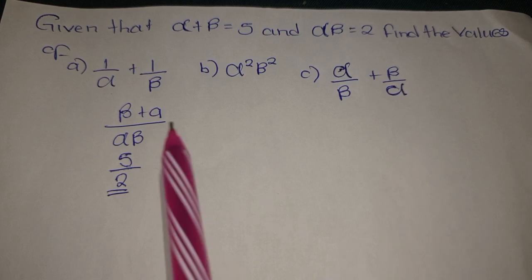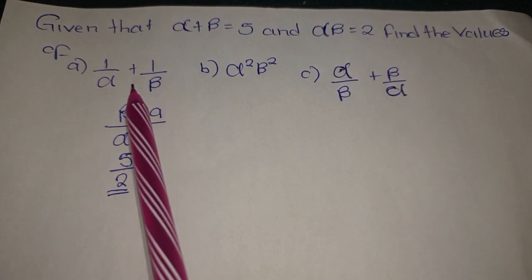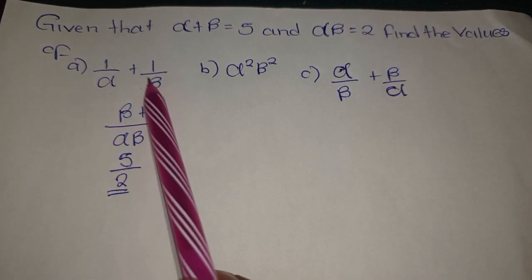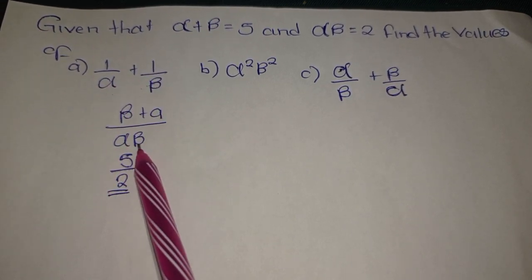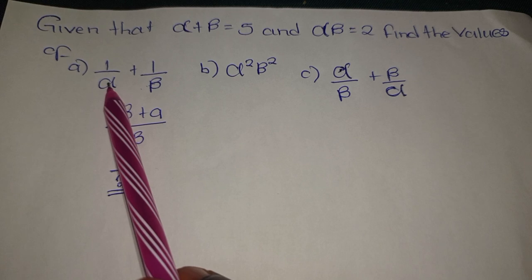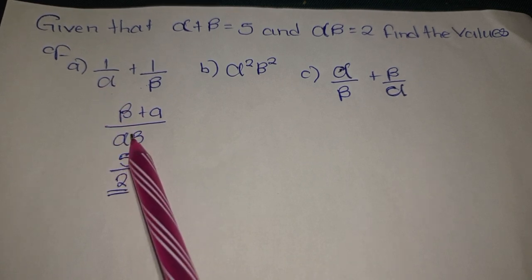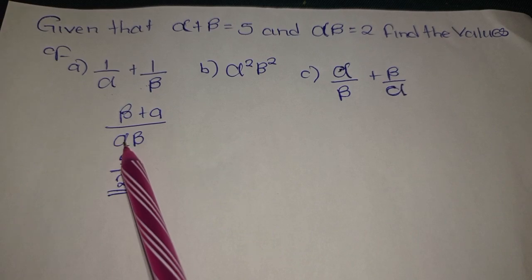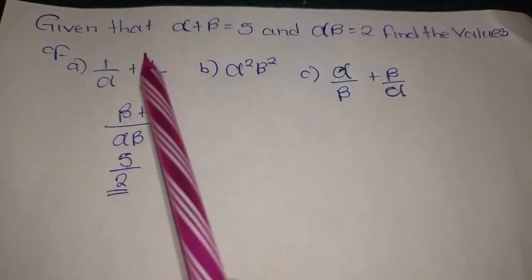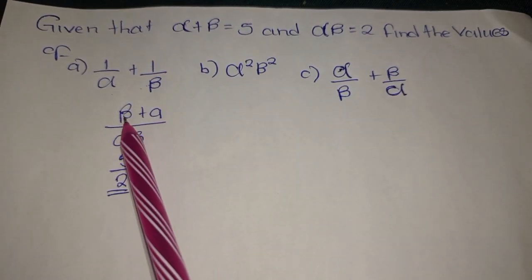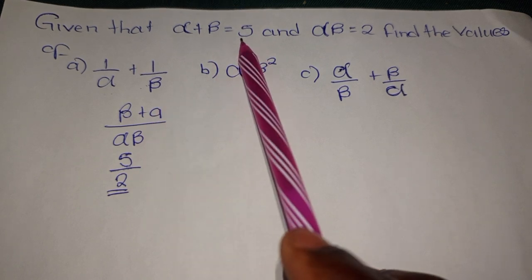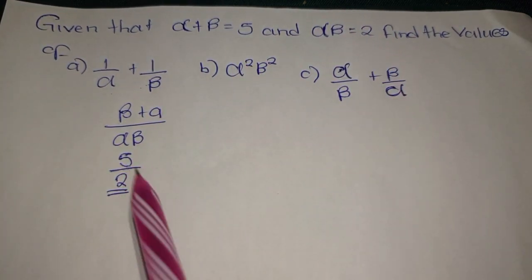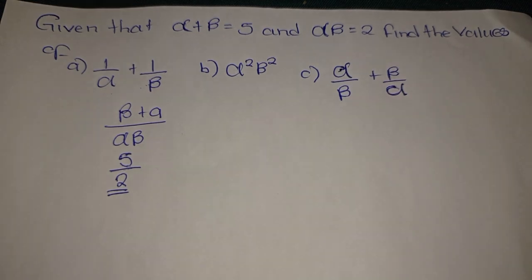So we know for sure that for us to be able to solve such, the first thing that you need to do is find the common denominator, and the common denominator of alpha and beta is alpha beta, where you know for sure that alpha into alpha beta is basically beta. Beta times 1 is beta. Beta into alpha beta is alpha. Alpha times 1 is alpha, where beta plus alpha is equal to 5 and alpha beta is equal to 2. So this is how you solve such kind of an expression.